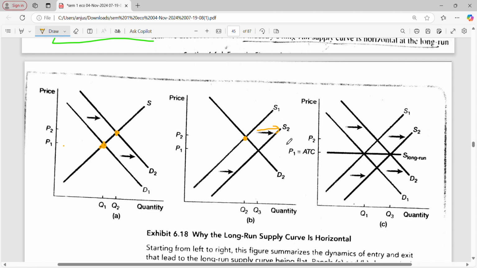With more supply the price will decrease, because there are more products in the market to be sold, so they decrease the price to get others to purchase, right? So as the supply shifts to S2, the price decreases to P1. As entry continues, supply eventually reaches S2 and price falls back to the long run minimal ATC. This is where the ATC is.